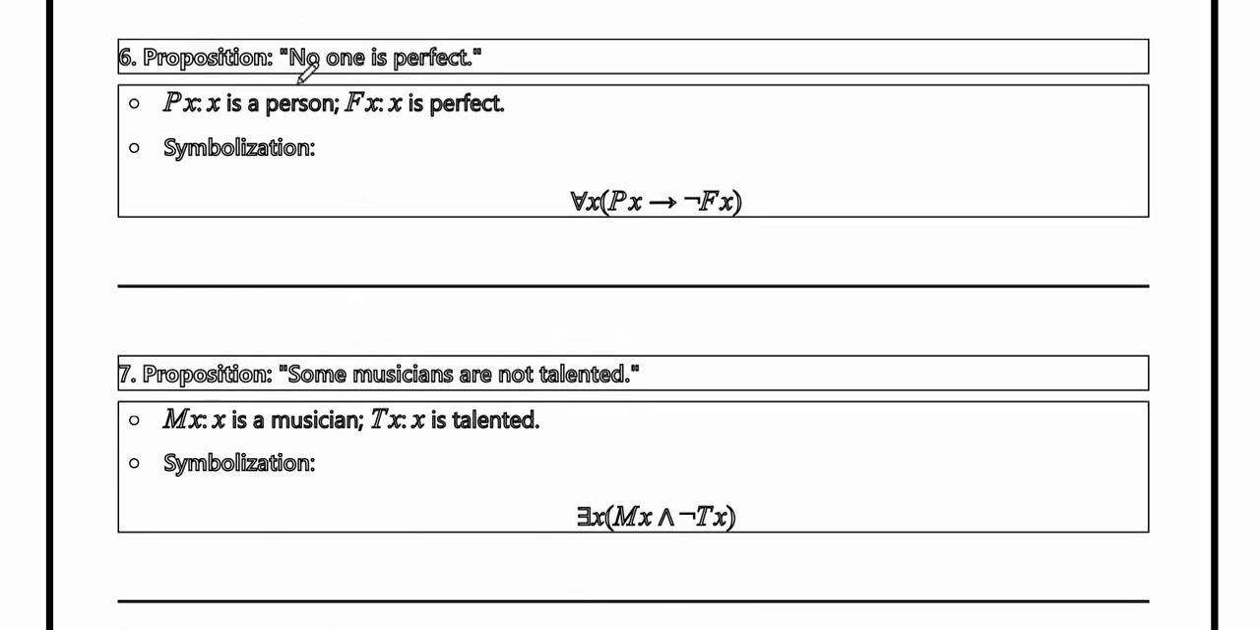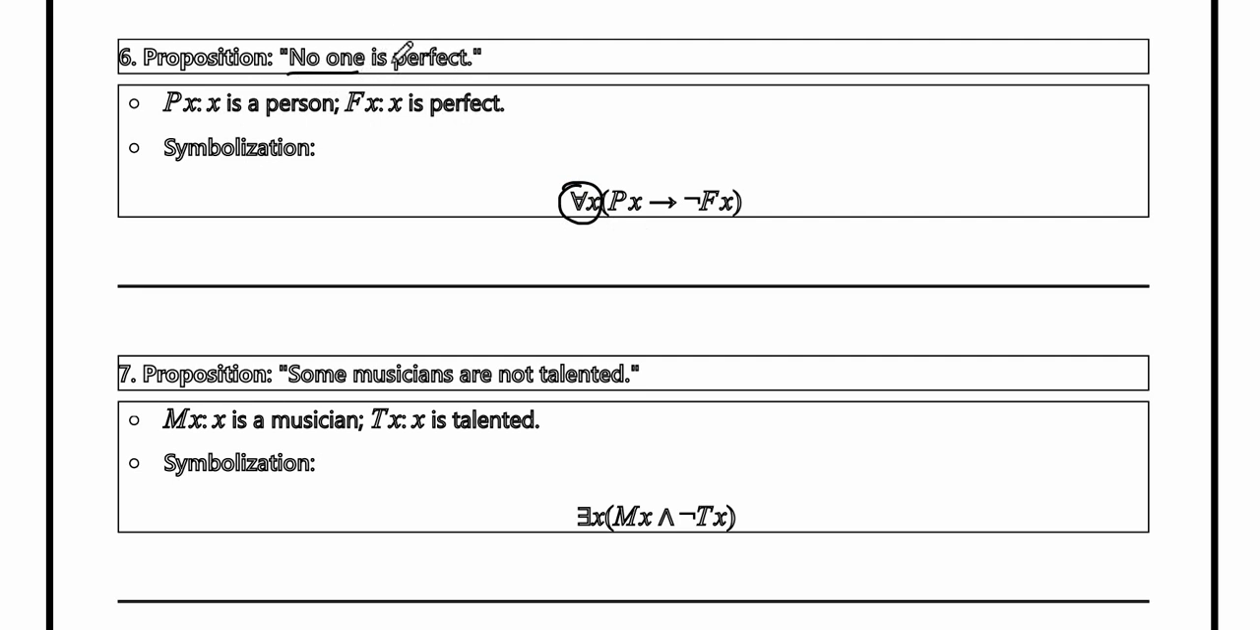Okay. No one is perfect. No one means universal. Every. No one means everybody is included. Px is a person, Fx is perfect. So since no one is perfect, it means no person is perfect.